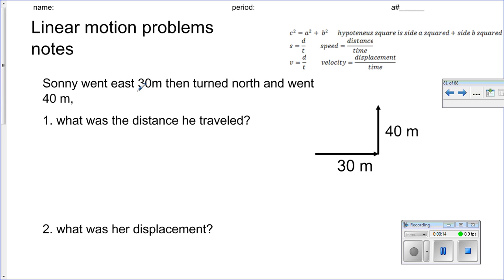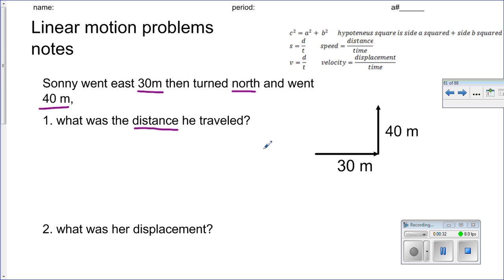Sunny went east 30 meters, so I need to draw this out if I were working this problem. I've already done that for you, but just draw it out with arrows. Then he turned north and went 40 meters. So notice here I've done my vectors, east, north, and for now we're going to say east is positive, north is also positive. Okay. So what was the distance he traveled?